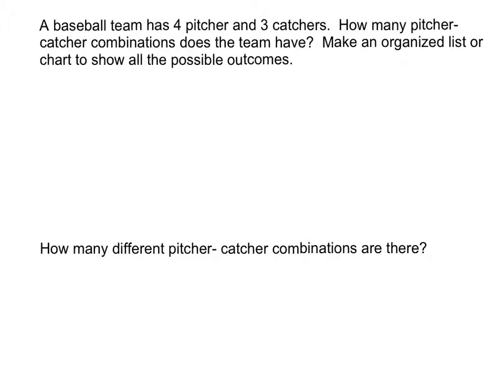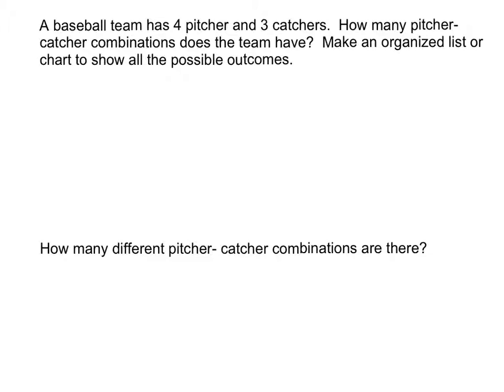So that was an organized list in a chart form. Now let's try another one where we have to create our own. We have a baseball team that has 4 pitchers and 3 catchers. And the coach wants to know how many pitcher-catcher combinations does the team have. Make an organized list or a chart to show all the possible outcomes.